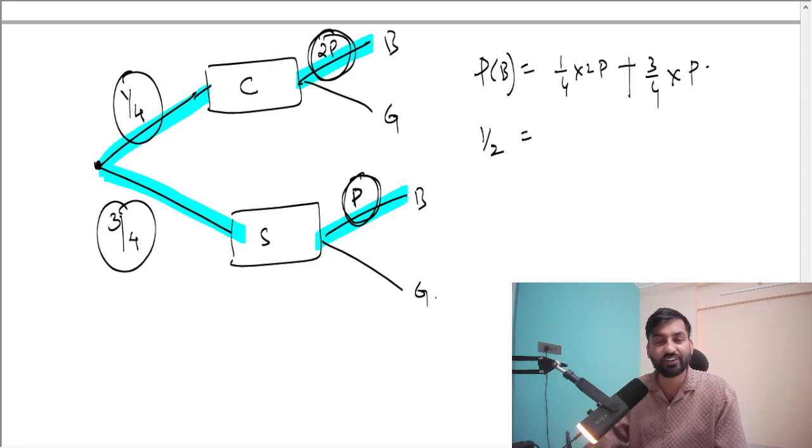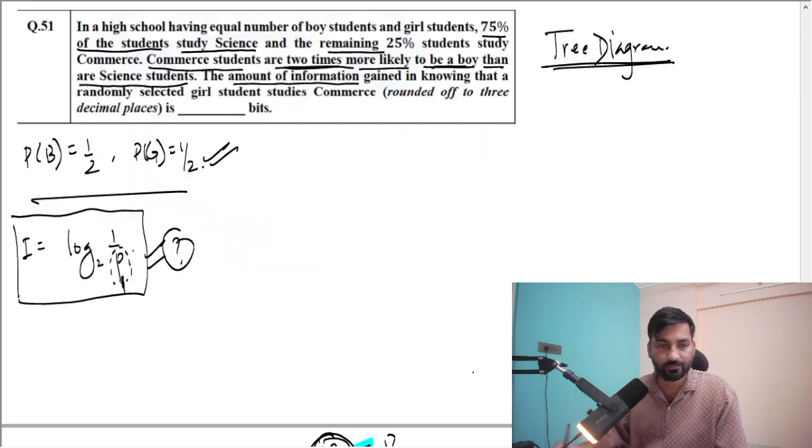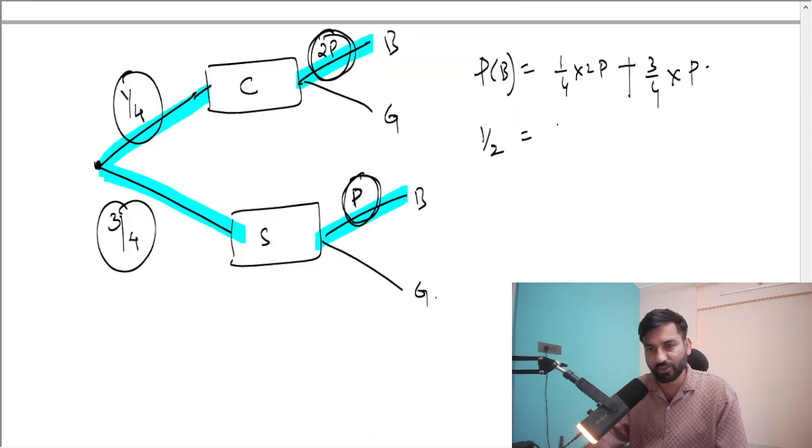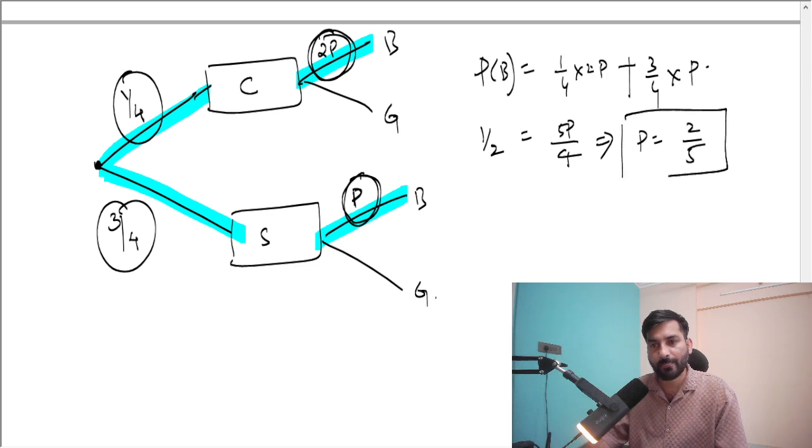So the probability of B is 1 by 2. That is given in the question itself, right? So 1 by 2 is nothing but this is 2p and this is 3p, 5p by 4. From here you can say p is going to be 2 by 5. So this is 2 by 5, and this is going to be 3 by 5. If this is 2 by 5, it is going to be 4 by 5, so it will be 1 by 5, right?